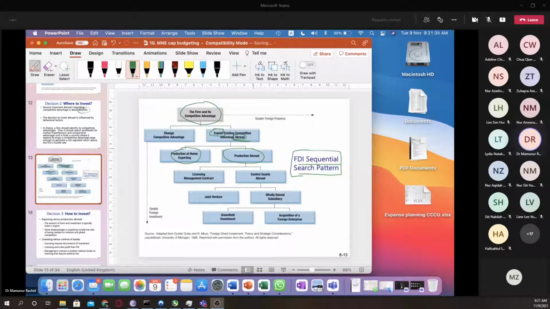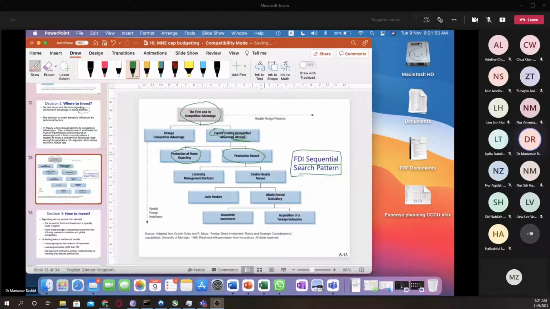If you are producing outside, you need to acquire production factories, you need to talk to laborers, you need to possibly talk to the bank for money. So there are a lot of challenges coming up. So, production either in the foreign country or in your home country.